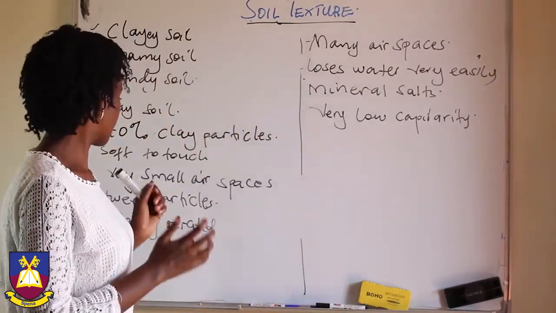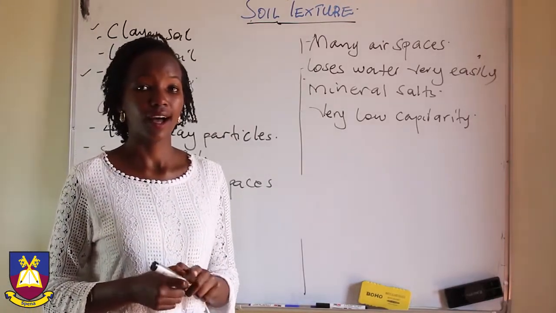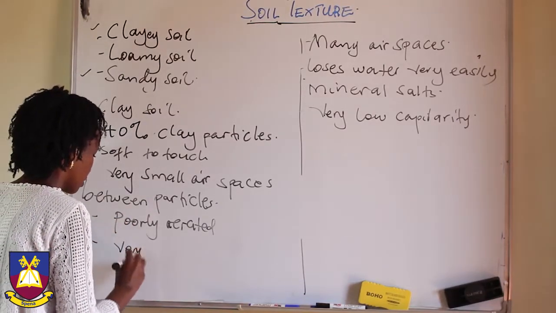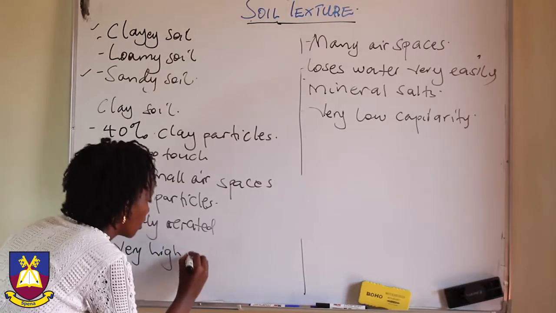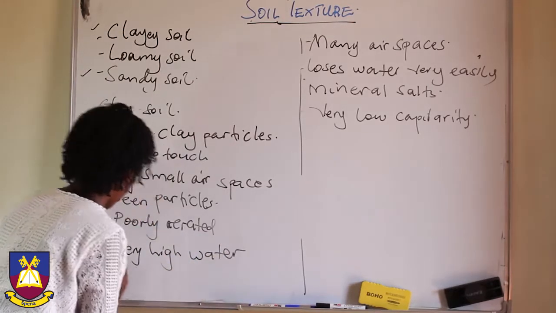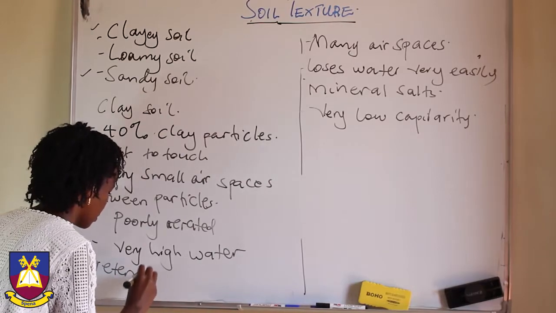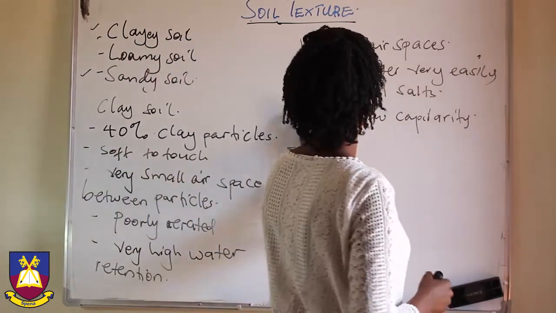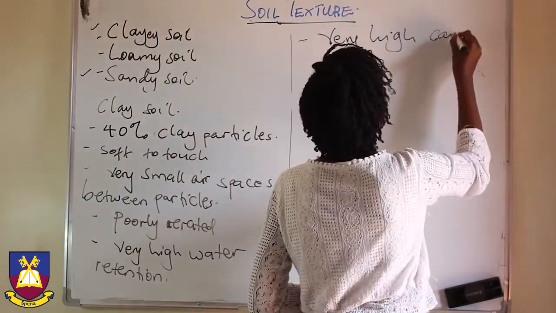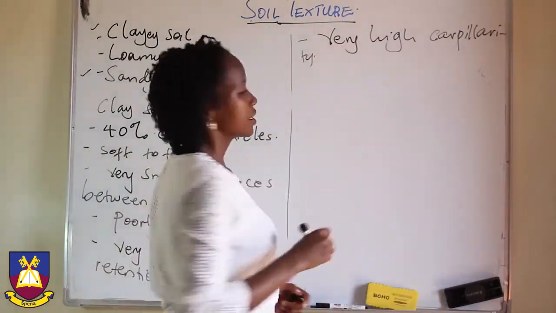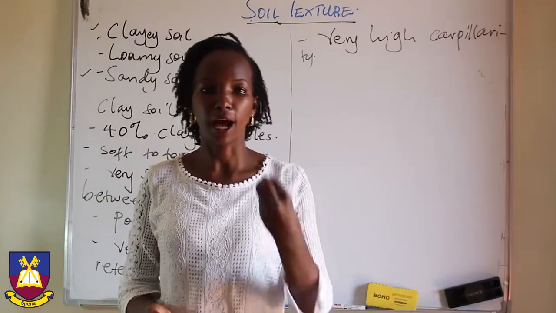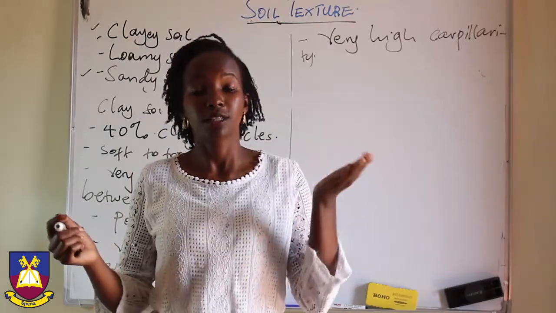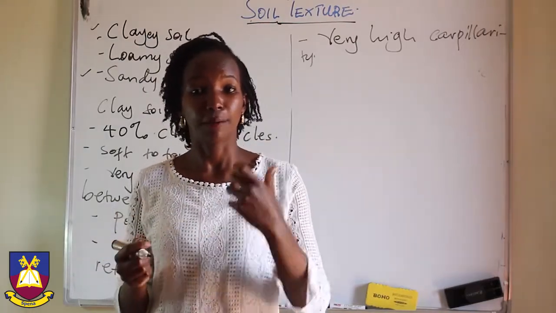Because it has very small spaces within it, it also has very high water retention, and it has very high capillarity. That is to say that water goes down and up through the particles very well. That is capillarity actually. You can find some water floating on top of it because of the capillarity effect.